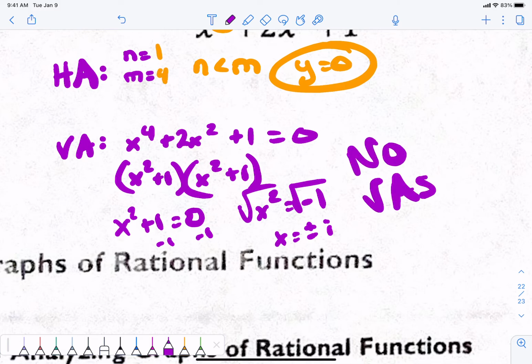Because if I set each one of those equal to 0, I get imaginary numbers. I get 4 imaginary numbers for the VAs. Impossible. Not going to work. No VAs. Okay? Next one.